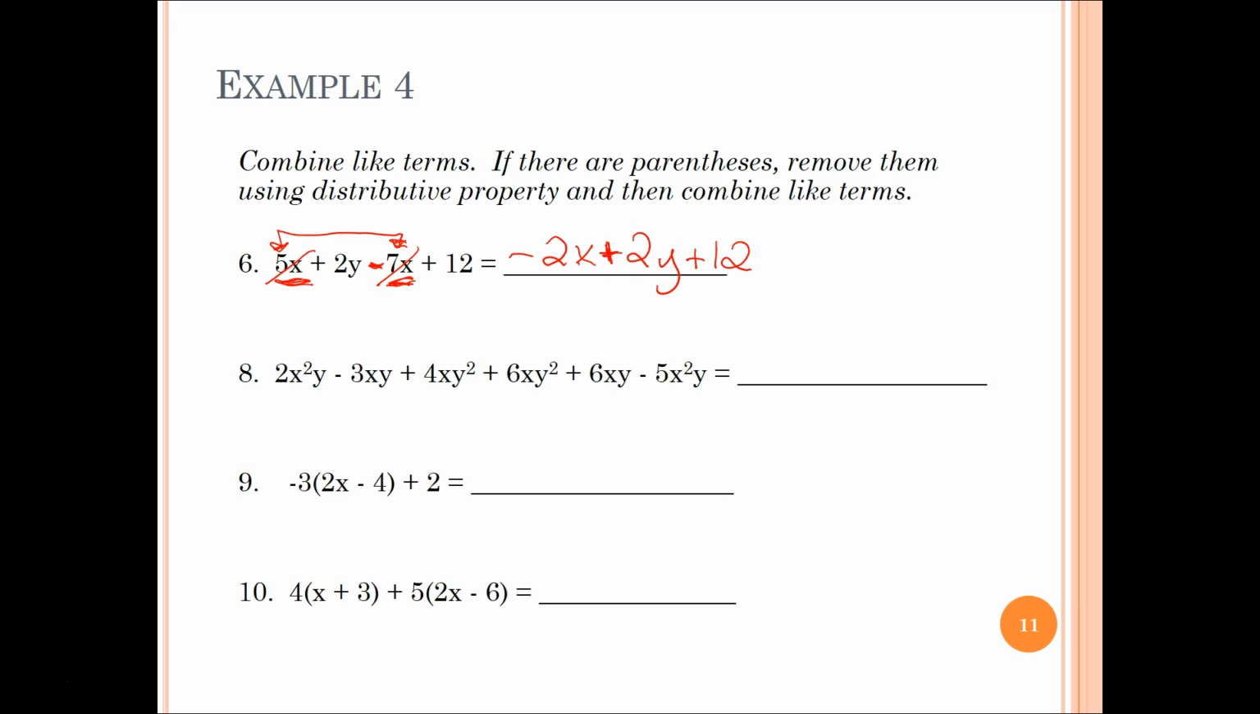All right, so the next one is a little bit more tricky, so we'll take our time. If we look at the first terms, it's x squared y. So we have 2 minus 5, which is negative 3, x squared y. All right, we took care of those guys.